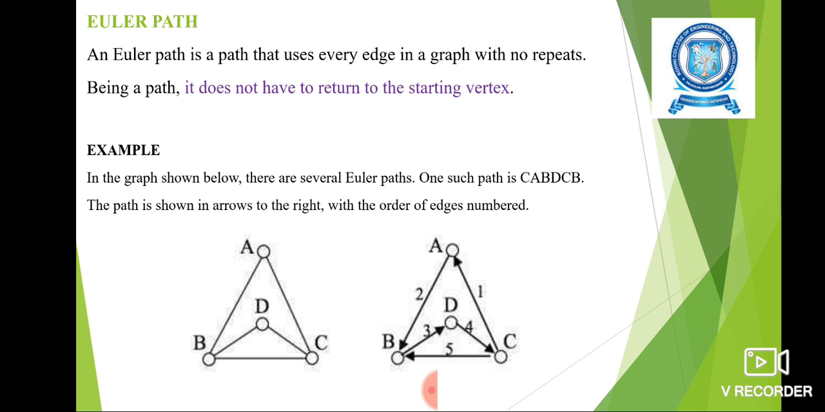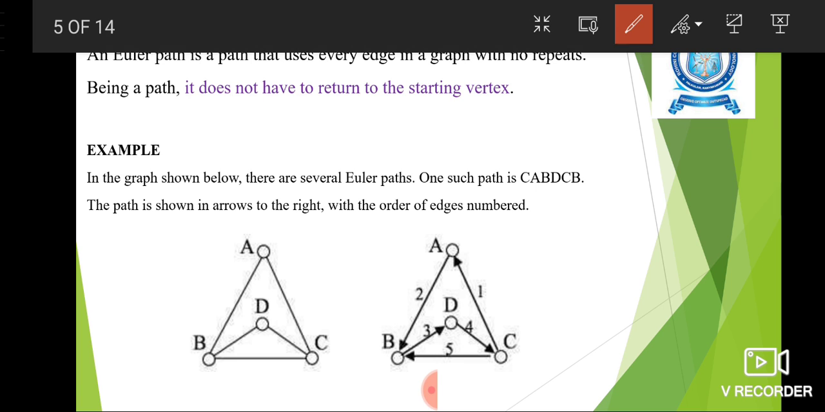So we move on to the Euler path. The Euler path is very similar to Euler circuit. It should also cover all the edges in a graph. There should not be any repeated edge. But what is the difference? It does not have to return to the starting vertex. That is the main difference between Euler path and Euler circuit.